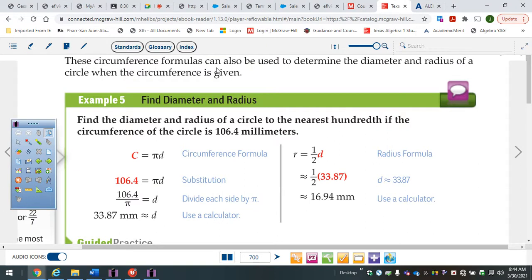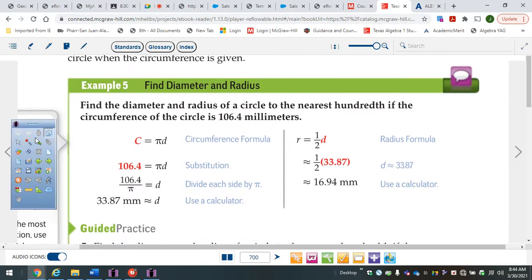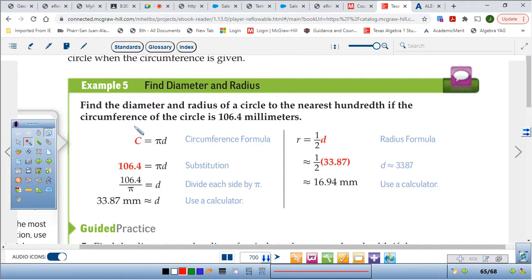So let's look at what we're going to do here. These circumference formulas can be used to determine the diameter and the radius of a circle when the circumference is given. So find the diameter and the radius of a circle to the nearest hundredth if the circumference of the circle is 106.4 millimeters. So they gave me the circumference. Now they're asking, hey, what's my diameter? And then they're going to ask, what's my radius? So we'll use the diameter formula to find the diameter, and we'll use the radius formula to find the radius.